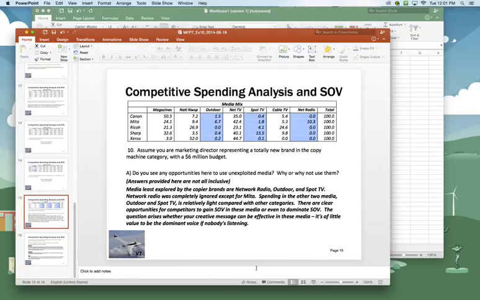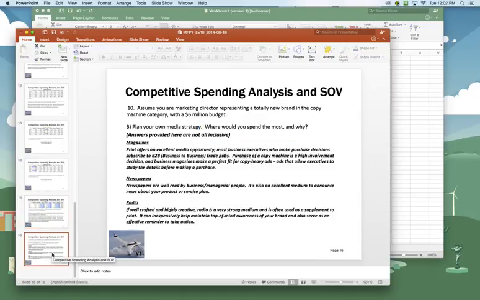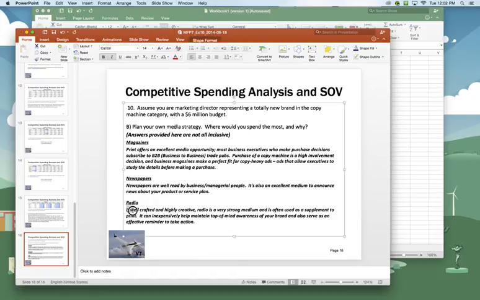Okay, so I'm going to go ahead and show you what Media Flight Plan says. They mentioned that they're not all inclusive, so there is no real right or wrong answer. They mentioned magazines, in terms of most big business executives subscribe to business trade pubs, in terms of high involvement decision. Newspapers might be good. Radio. The biggest thing that I want to mention with this is that every single one of these problems should talk about if well crafted and highly creative.